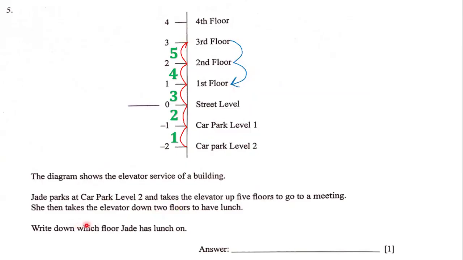And so it says which floor Jade has lunch on. Well, Jade has lunch right here on the first floor. So she moved up 5 times, 1, 2, 3, 4, 5, and then moved down twice. So it's going to be 1 and 2. So that means that she has lunch on the first floor. Okay. And so the answer here is first floor.